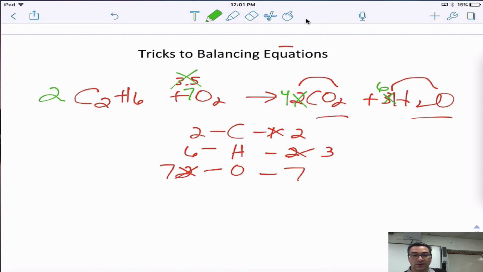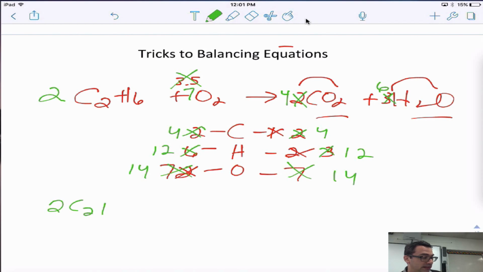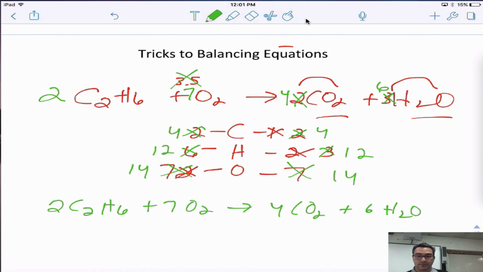And now we can check. On the left, 4 C's. On the right, 4 C's. So 4 and 4. On the left, 12 H's. 2 times 6 is 12. On the right, 6 times 2 is 12. So 12 H's. On the left, 7 times 2 is 14 O's. And on the right, 8 and 6 is 14 O's. So now we have our fully balanced equation. 2C2H6 plus 7O2 yields 4CO2 plus 6H2O, and we're fully balanced. So sometimes a little trick goes a long way and it helps.